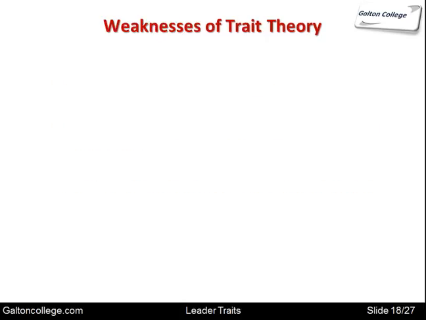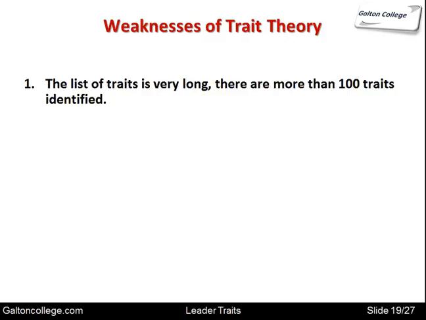The weaknesses of trait theory. Well, the list of traits is very long, as we saw earlier. The Stockdill list was very long. I think there were 11, we said. But in fact, research shows there are more than 100 traits. Now, the difference between some is very, very small and almost the same, but there are possibly 100 traits. So identifying traits is very, very complicated. Identifying precise traits.